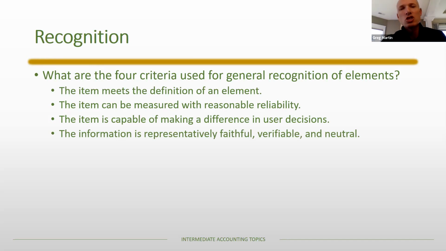Again, these are just general rules that we have. If I want to call something a revenue or an expense or an asset or liability, you use these four criteria to think through it. Does it meet the definition of an element? Can I reliably measure it? Is it useful for decision making? And is the information faithful, verifiable, and neutral? If it meets those criteria, then it should be recognized as an element.